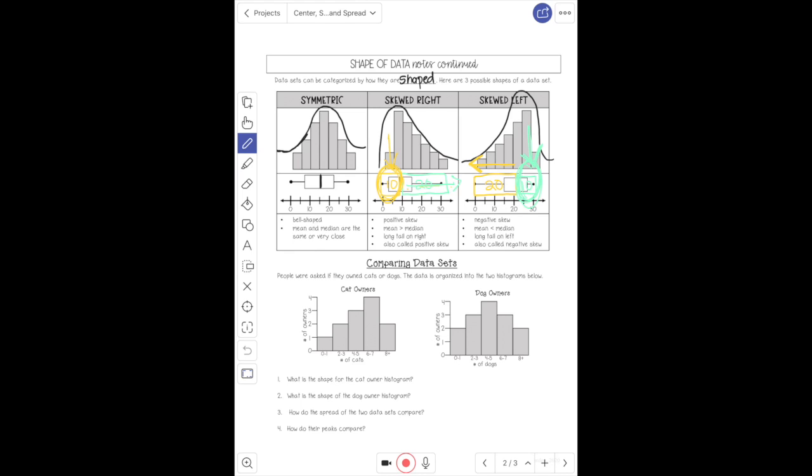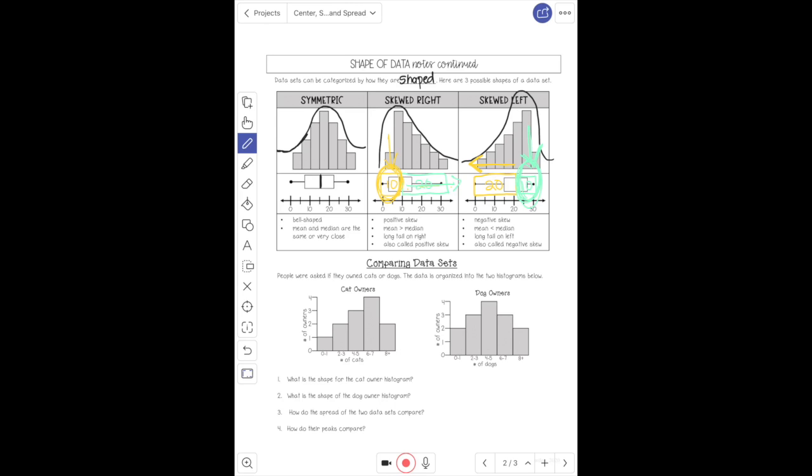Now, let's do some comparison so we can look at it a little bit more and hopefully understand skewed left and skewed right. It says people were asked if they own cats or dogs. The data is organized into two histograms below. The first thing I do when I look at histograms is go ahead and figure out how many total I have in each histogram. So I'm comparing how many cats these owners have. How many owners are we talking about?